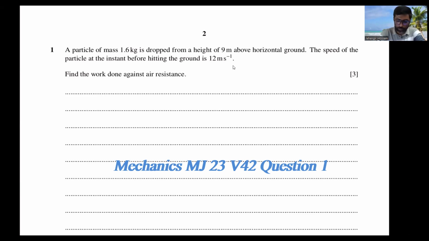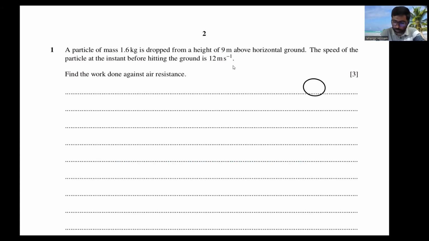Okay, let's present this information on a rough diagram. This is a particle dropping from a height of 9 meters above the ground, so it will move along this path. Just before hitting the ground, the speed is, let's call it V, 12 meters per second. Initially the ball is 9 meters above the ground.